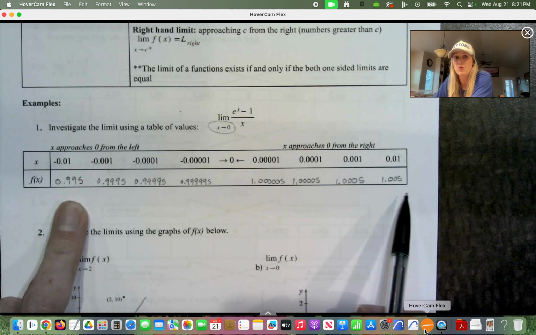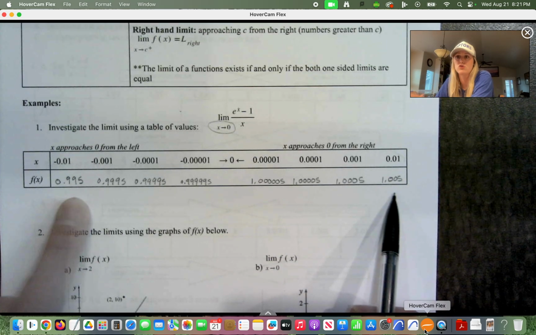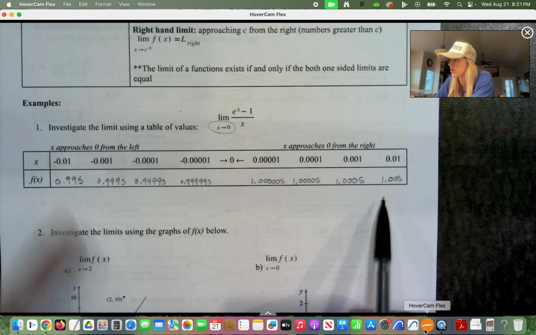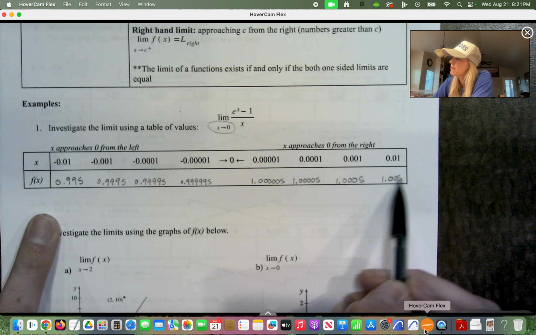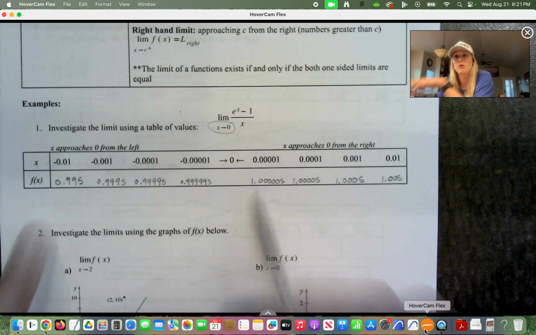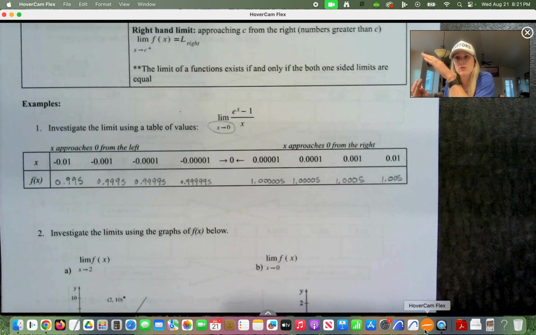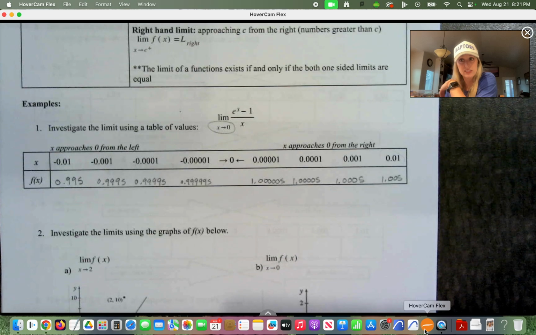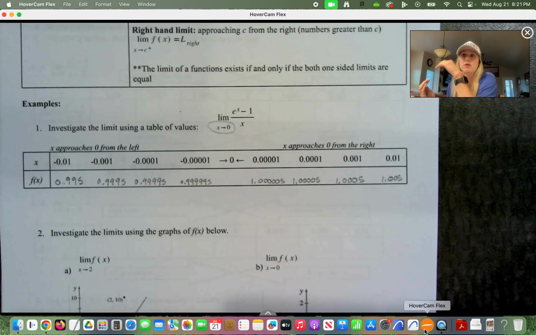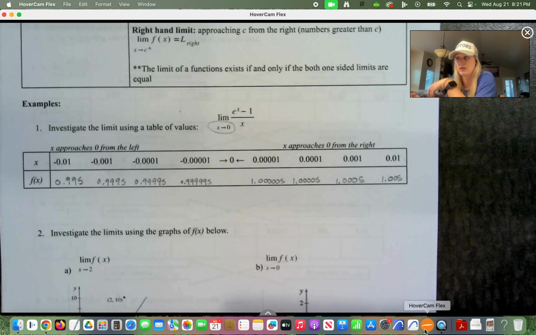Now I look at the y value. What did my function approach as the x's got closer and closer to 0? Well, from the left side, it looks like I'm getting closer and closer to 1. And from the right side, I'm getting closer and closer to 1. So as long as they're going towards the same value, the left and the right, that is our limit. If they were going towards different numbers, we would say the limit does not exist. So they have to approach the same number from the left and from the right for the limit to exist.